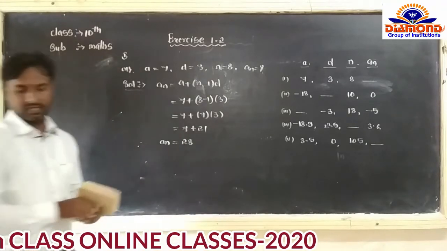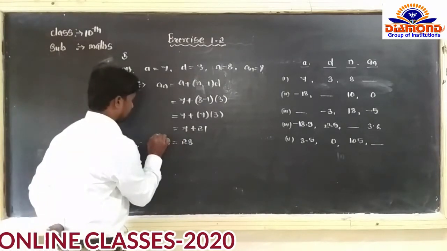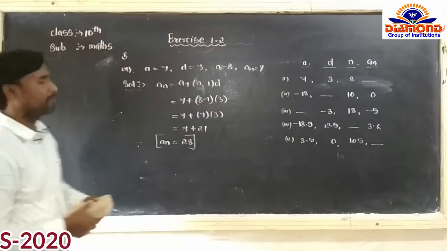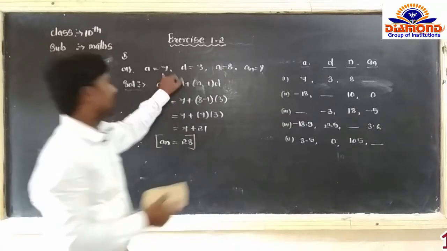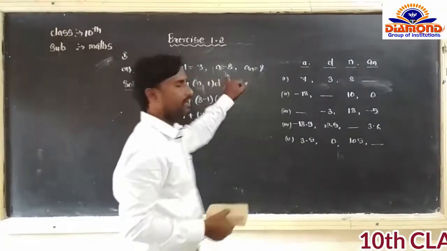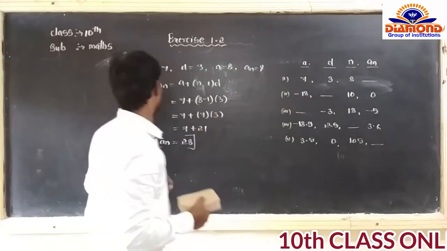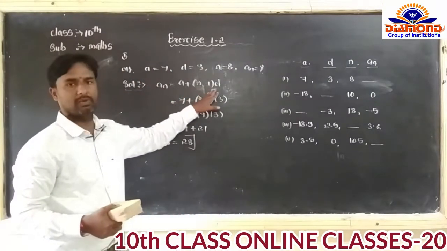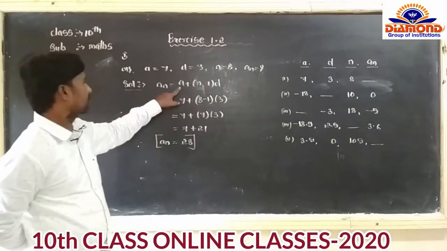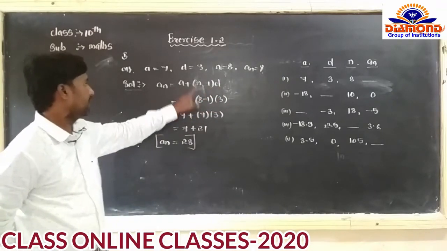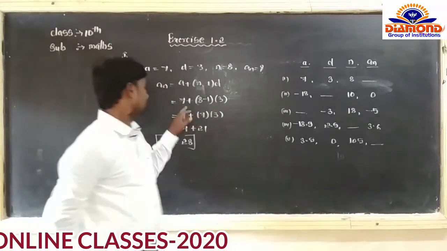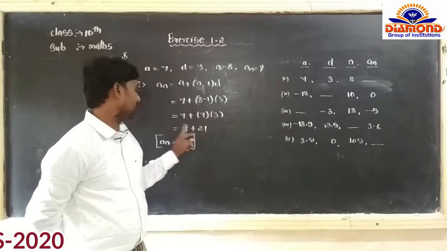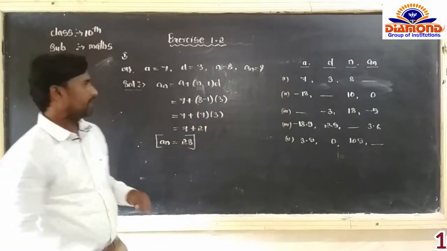Okay. First question answer we got here, an value is 28. One more time, dear students. Look at the board. a is equal to 7. Common difference is equal to 3. n is equal to 8. an is equal to question mark. So the formula is an is equal to a plus in the bracket n minus 1 bracket close d. So substitute the value. a value is 7 plus in the bracket 8 minus 1 bracket close 3. So 7 plus 8 minus 1 is 7. Here 3 is there. 7 3s are 21. This 7 is as it is. We got here 28, dear students.